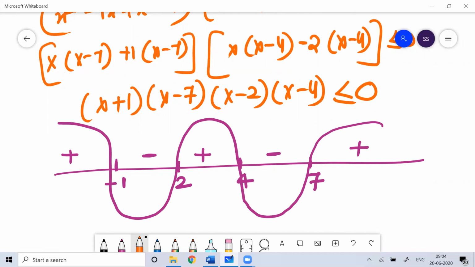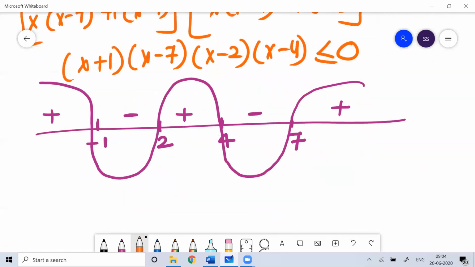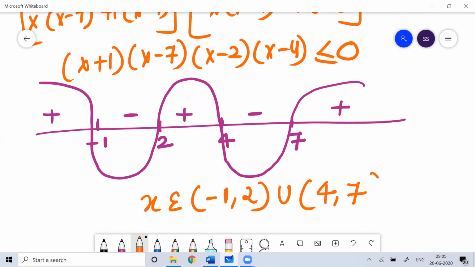Here, the value of x, all the values, because all are in the numerator only, so you can accept all the values. So you have to include all the values. So here, you should include less than or equal to. So less than or equal to means the value of x should be from minus 1 to 2, then union of 4 to 7.